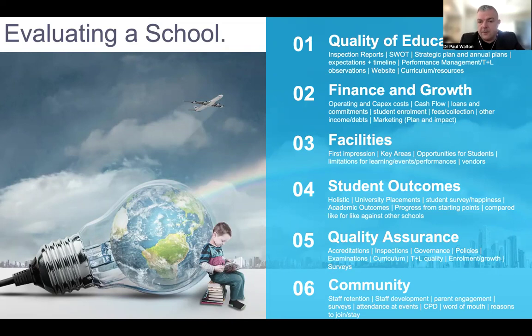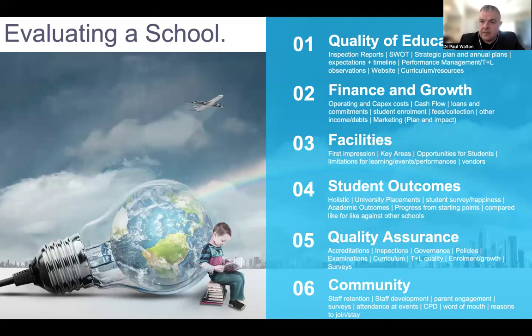So the first one to start off with is the quality of education. When I go into a school, I look at previous inspection reports. I look at the strengths, weaknesses, opportunities, threats from a SWOT analysis, strategic plans. I look at the expectations, timeline, performance, formal and informal observations, website, and then obviously curriculum and so forth. So I look at the overall evidence for the school.